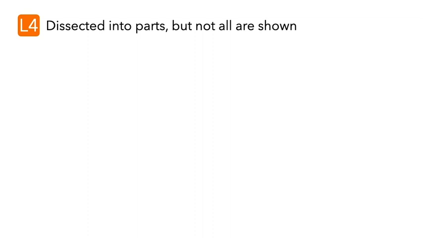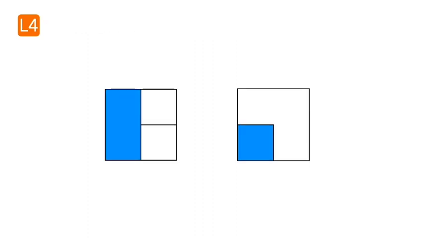Now we come on to level 4 problems, where each shape will be dissected into parts, but not all of them are going to be shown like the previous level 3 ones we looked at. So have a look at these 2 examples. On the left, we have 3 parts here, but they're not all the same size, so we're definitely not thinking about thirds. If we extend this line, you can see that actually there's 4 equal parts and they're all squares. 2 of them are being shaded, and so a half of the whole shape has been shaded.